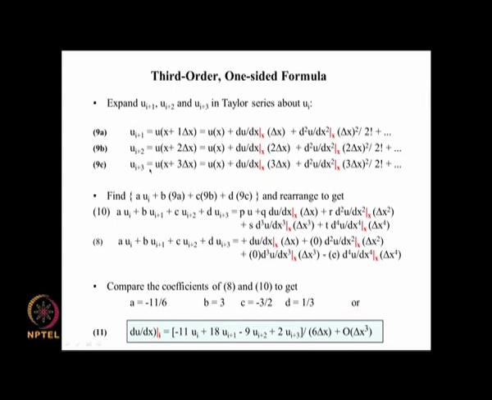And similarly u at I plus 3 is u of x plus 3 delta x, and therefore we can write this as u of x plus du by dx times 3 delta x plus dou square u by dou x square at x times 3 delta x whole square plus 3 delta x whole cubed by factorial 3 and so on. Okay.